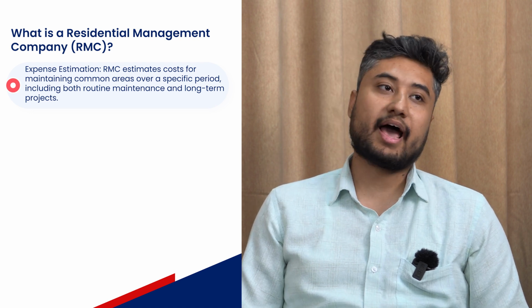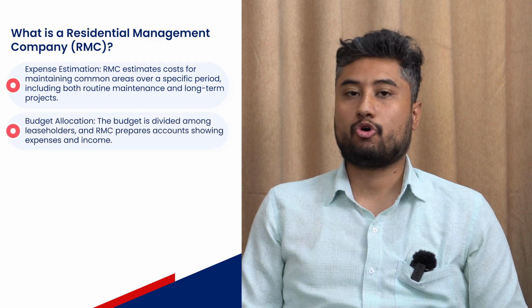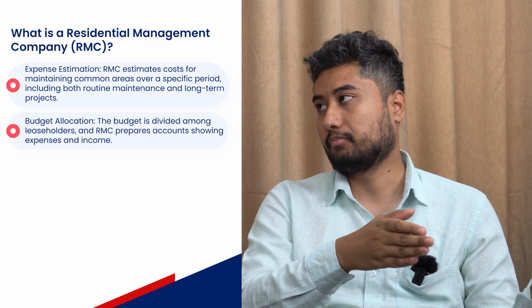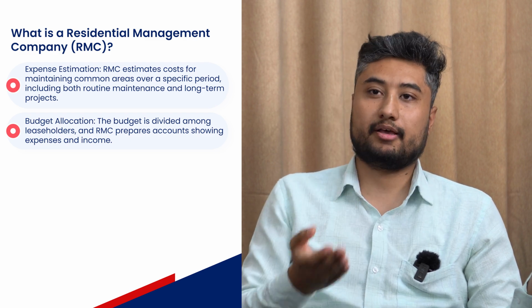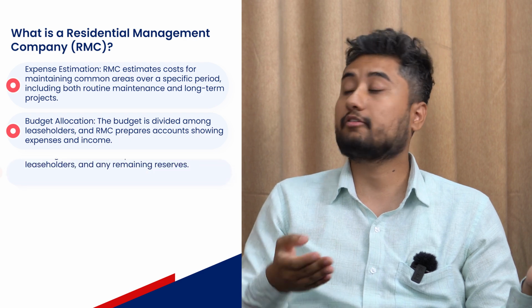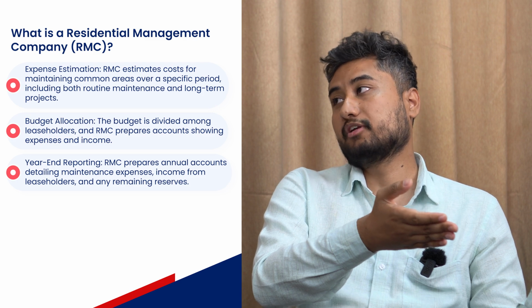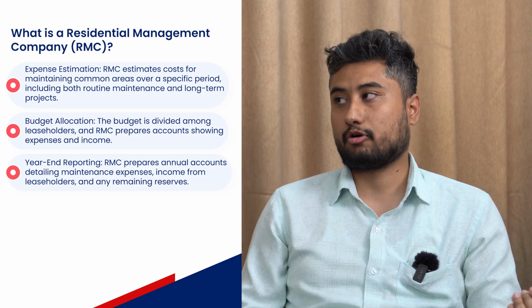Based on that, they prepare a set of accounts showing where the expenses are incurred and where the money is coming from. So at the end of every year, they prepare accounts that show these are the expenses we have incurred for the common spaces, this is the income that we have collected from you, and this is the remaining amount. Oh, so like the amount of money that's held in reserve for the following year.